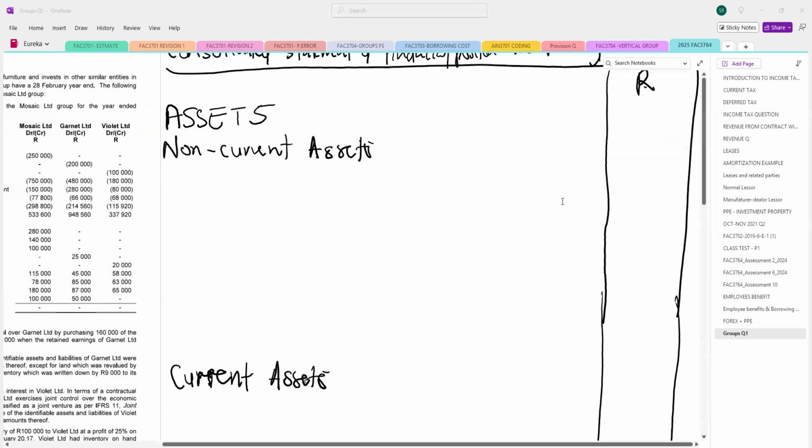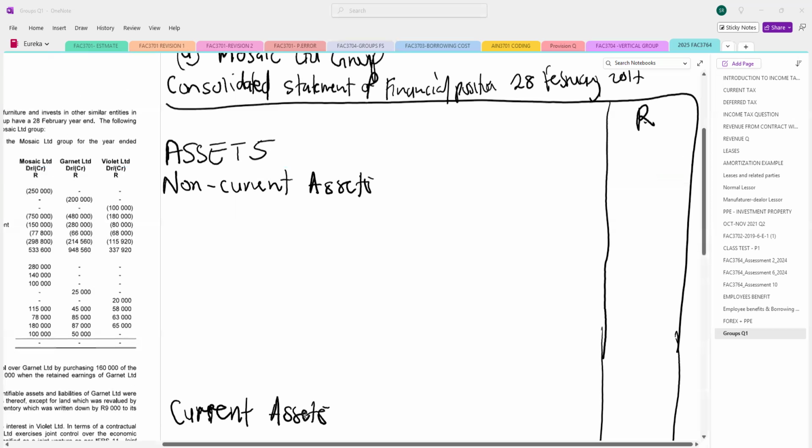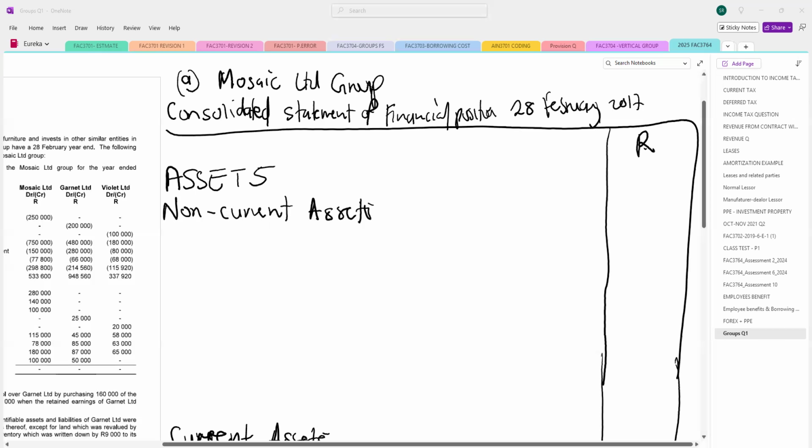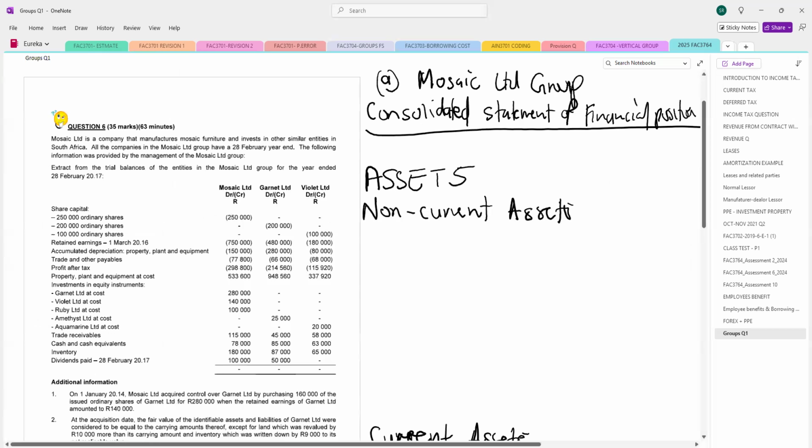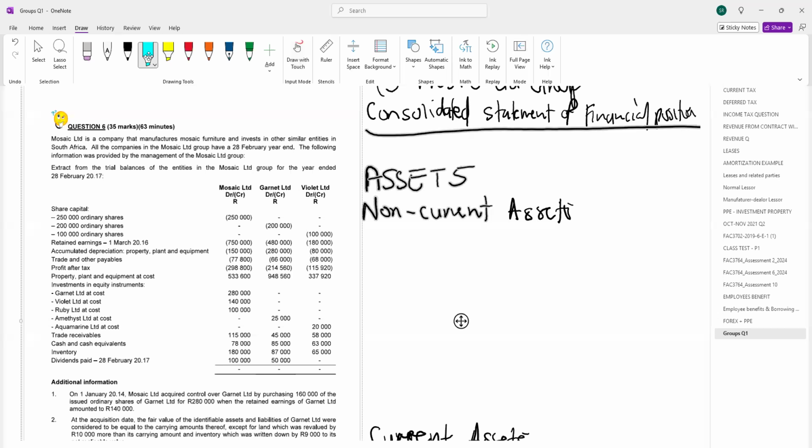Okay. Then now we are under groups, so we're looking at all the items that could affect my non-current assets and all the items that could affect my assets. Okay, so first thing first, we're going to look at this here. If you read here, guys, on the information that's given, before I read the addition, I just want to read the background information. It says Mosaic Limited, so that's the parent company.